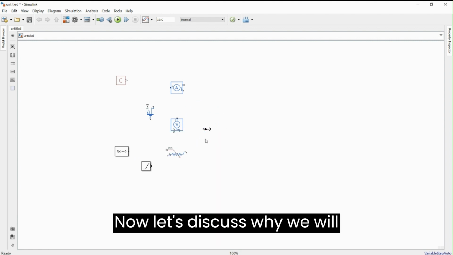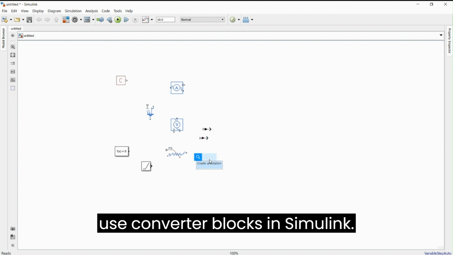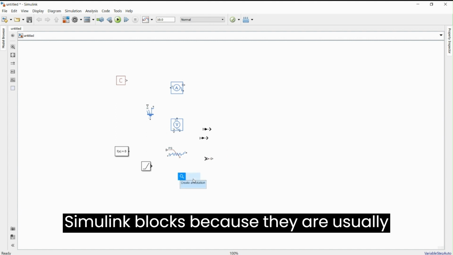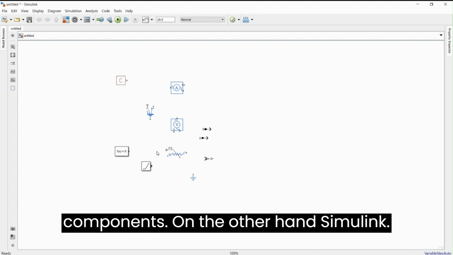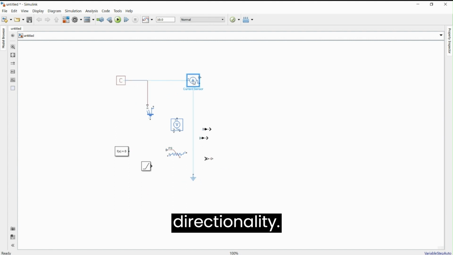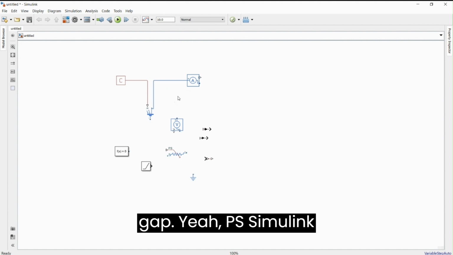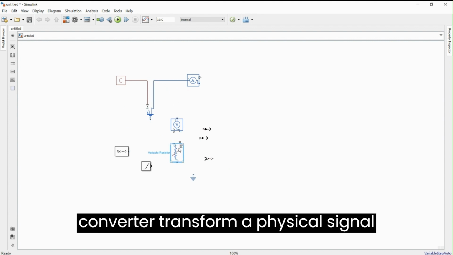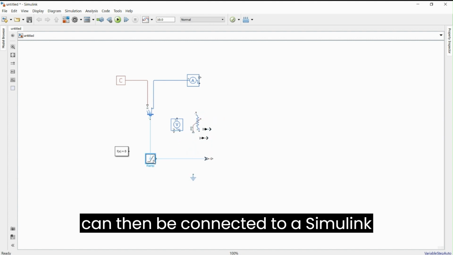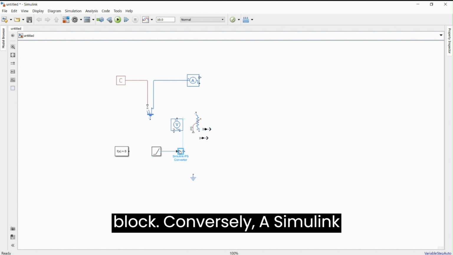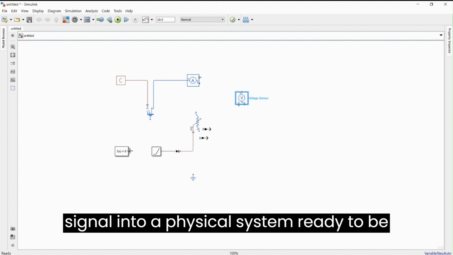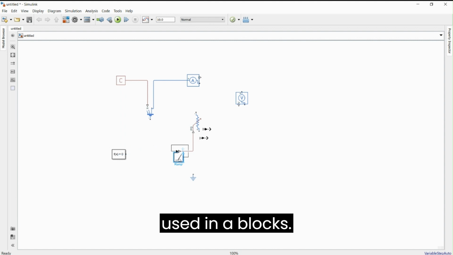Now let's discuss why we will use converter blocks in Simulink. Physical systems don't directly connect to Simulink blocks because they are usually non-directional, like real physical components. On the other hand, Simulink blocks require information about directionality. Converter blocks bridge this gap. A PS Simulink converter transforms a physical signal into a Simulink output signal, which can then be connected to a Simulink block. Conversely, a Simulink PS converter transforms a Simulink input signal into a physical signal, ready to be used in a Simscape block.